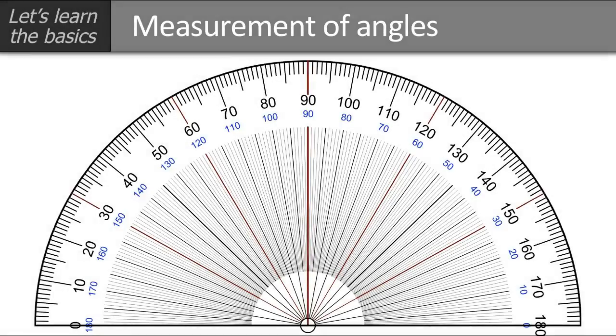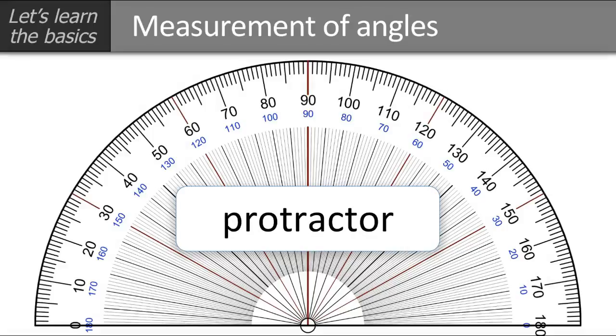The size of angles can be measured using a protractor. A protractor is similar to a ruler, but instead of being straight, a protractor is curved in the shape of a half circle. The numbers along the edge of a protractor represent degrees, which are the units we use to describe the size of angles.